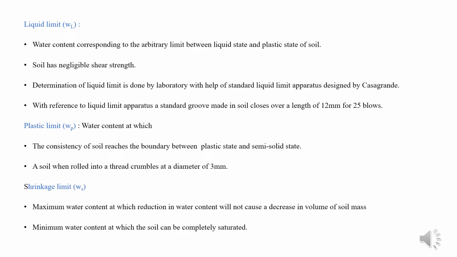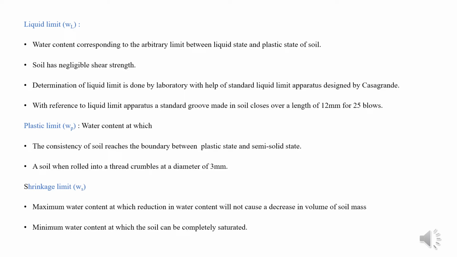So what is our liquid limit? In short, it's the water content corresponding to the arbitrary limit between the liquid state and the plastic state of soil. At this state, we say the soil has negligible shear strength. In the laboratory, we determine our liquid limit using a standard liquid limit apparatus, which we also call the Casagrande apparatus. We will talk about these laboratory tests in later lectures.